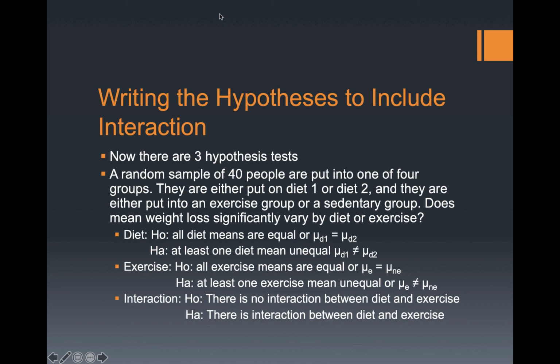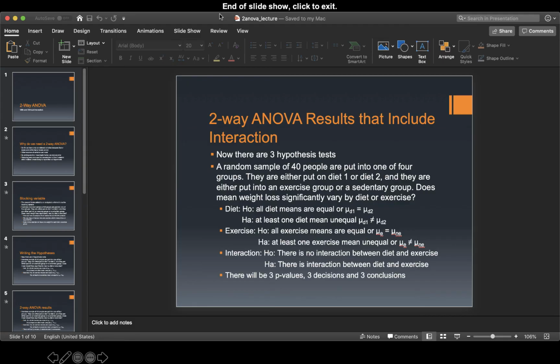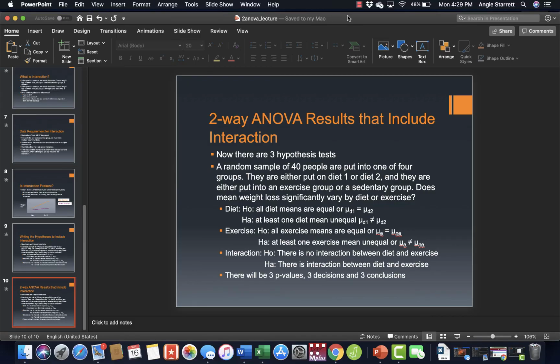Now this gets to be a lot to type or write. We've got 3 tests, 3 p-values, 3 decisions, and 3 conclusions. But you'll see that whether it's the homework or the quiz, I tend to step you through these. At this point, you should be ready to do the two-way ANOVA classwork.